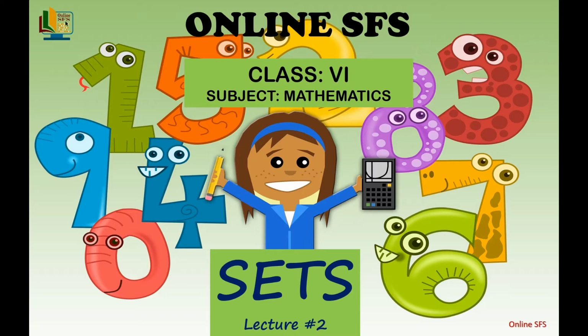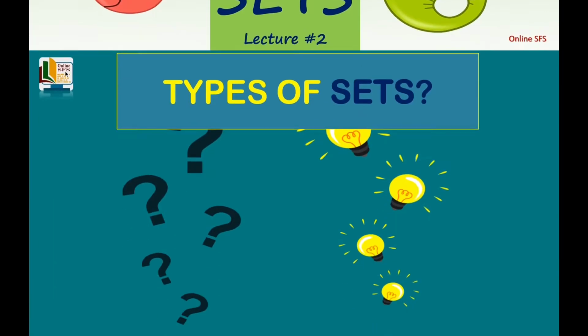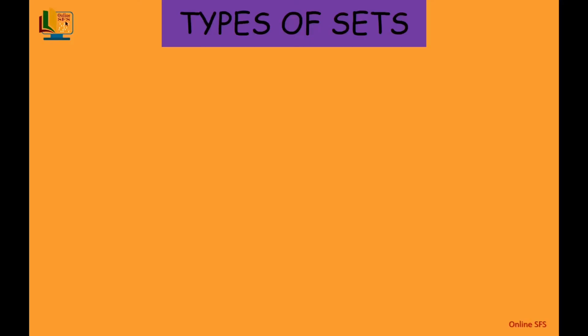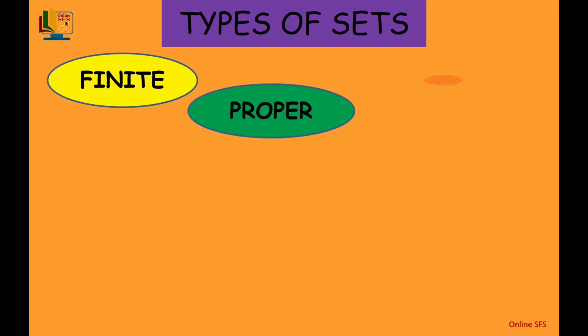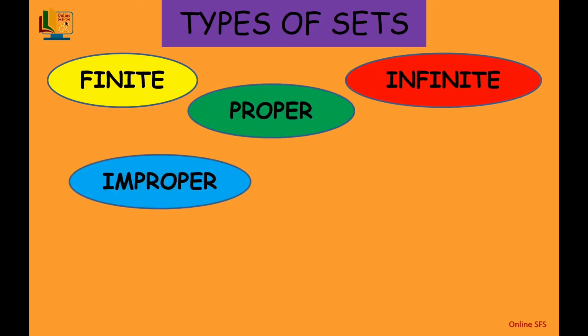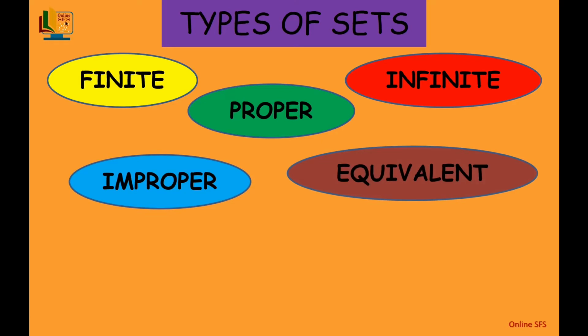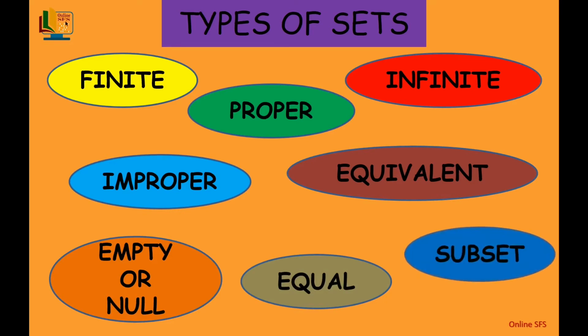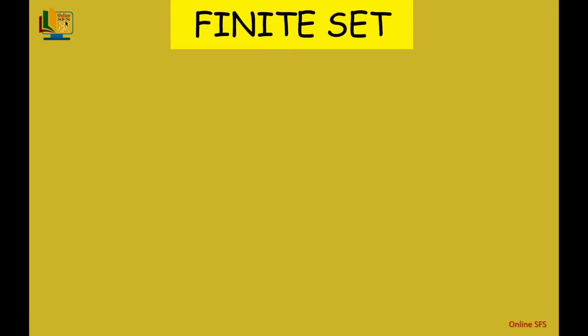Today we will be studying about the types of sets. Let's first see what are the different types of sets. These are finite set, proper set, infinite set, improper set, equivalent set, empty or null set, equal set and subsets. Firstly, we look at what are finite sets.